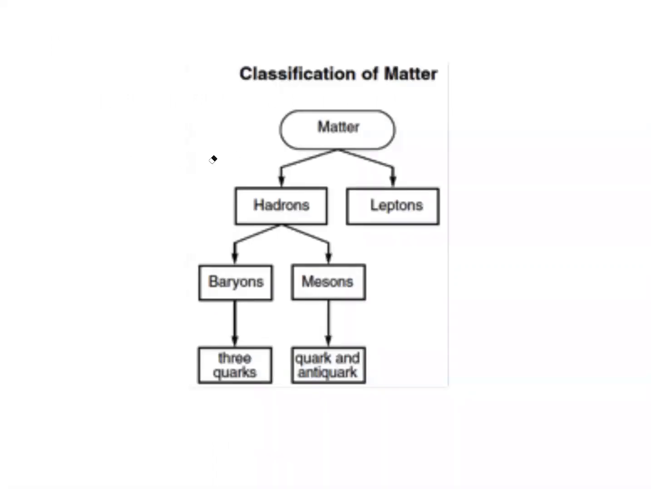So here, if I summarize the classification, the matter we saw is made up of hadrons and leptons. And hadron is basically baryons and mesons, and baryons means three quarks. Mesons means quark and antiquark, two quarks only.